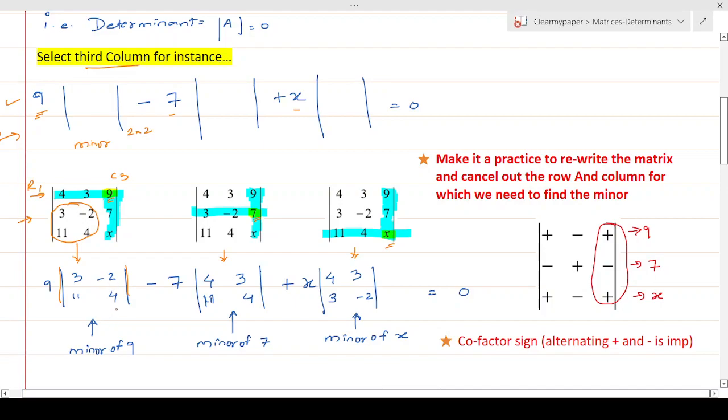And what is it a minor of? Whatever element is outside this determinant as a coefficient, which is nothing but a scalar, this determinant or submatrix is the minor of that element. For example, the minor of 9 is this determinant, the minor of 7 is this determinant, and the minor of x is this determinant. That's how I'm writing it.